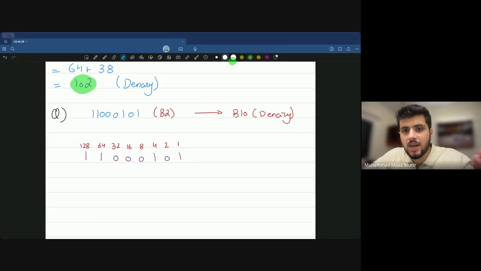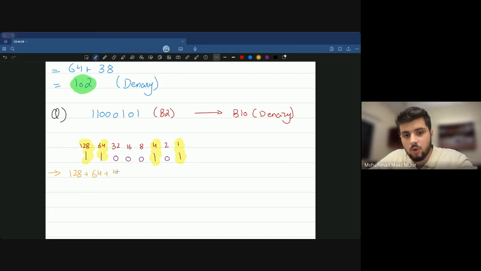And then I'm going to be looking at where we have a 1. So we have a 1 up here, a 1 up here, then a 1 up here, and then a 1 up here. Now we need to add the values of all those places where we have a 1. So this is going to get me 128 plus 64 plus 4 plus 1.